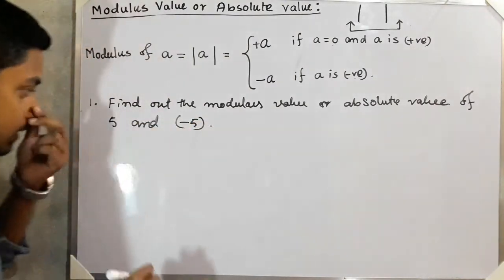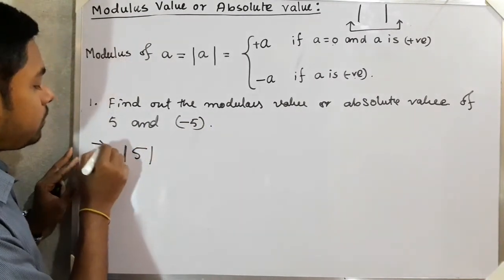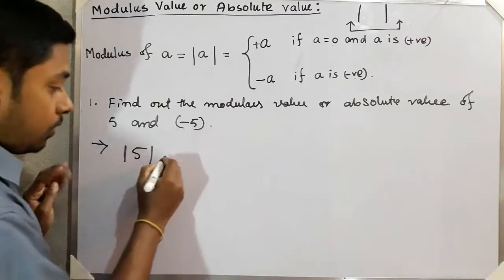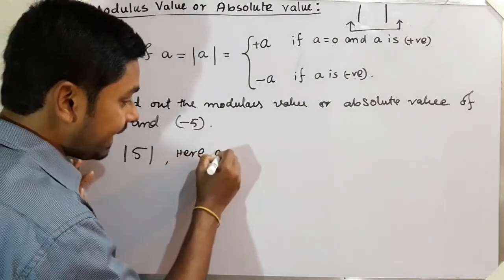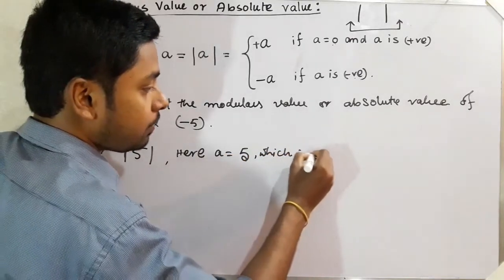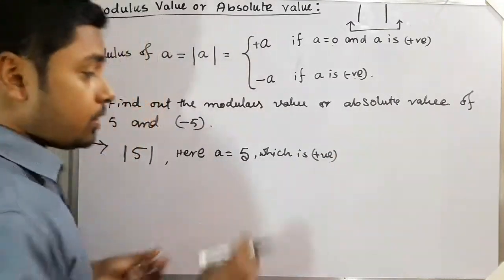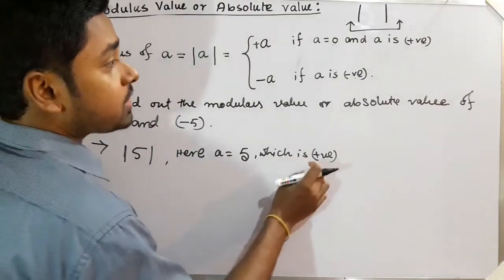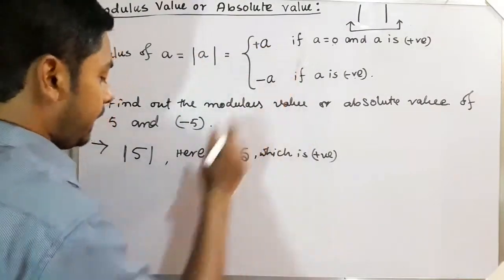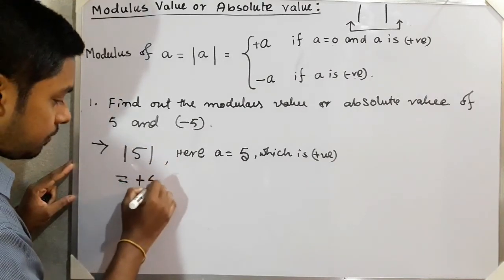So what I have to do? First of all, we are finding the modulus value of 5. So how to write modulus value of 5? Like this way. Now here a is equals to 5, which is positive. A is equals to 5 means it's positive 5. So whenever a is positive, then you have to take modulus value of a is equals to positive a. That means value of modulus 5 is equals to positive 5. That means only 5.